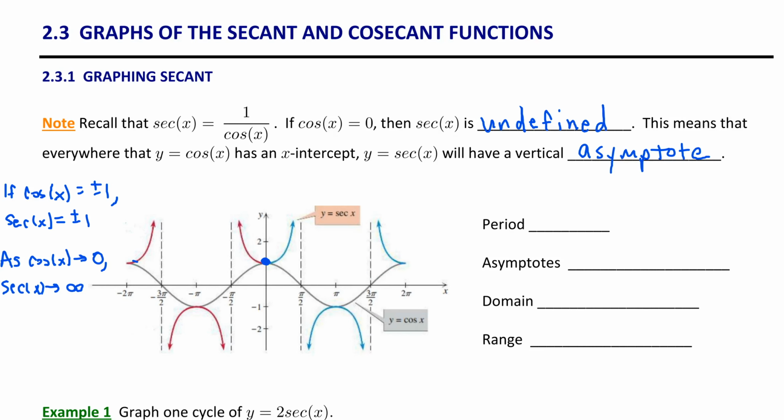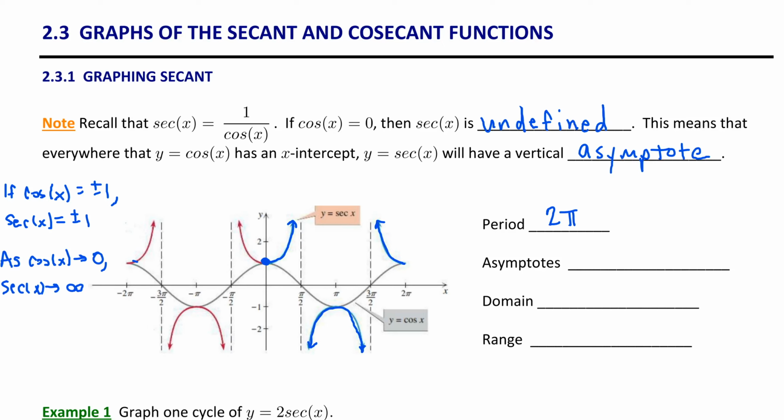Now, the graph of secant only consists of these little parabola shapes and half parabola shapes. There's one fundamental cycle of secant. But understanding that in context or in relationship to the cosine wave will make the graph easy to execute. Like cosine, secant has a period of 2 pi.